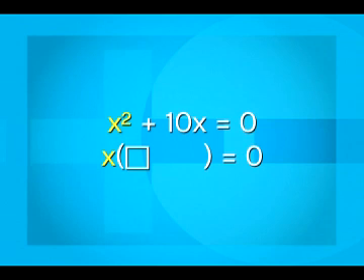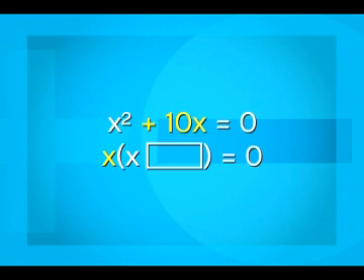What do you multiply x by to get x squared, the first term of the binomial? x, right? x times x is x squared. That goes here. What do you multiply x by to get 10x? 10, right?